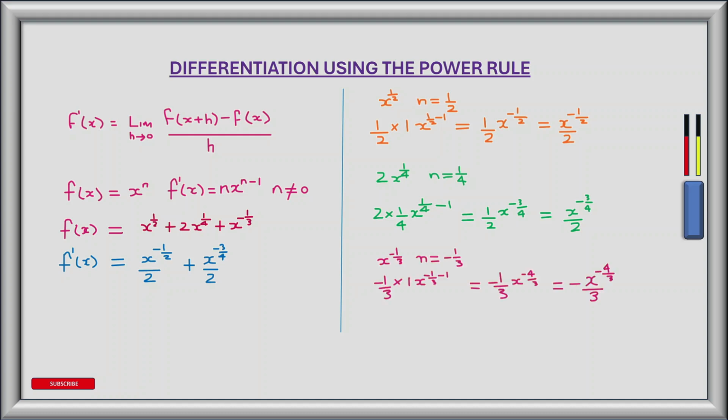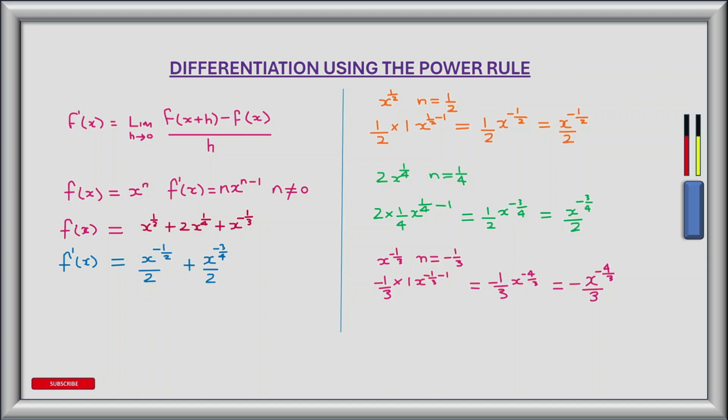And last but not least, the final term we have to differentiate is x to the power of minus 1/3. So in this case, n is equal to minus 1/3, and the coefficient of x is 1. So we multiply n by the coefficient of the x term, so we have minus 1/3 times 1, and then we multiply that by x, and we decrement its power by 1. So its power is minus 1/3, and we subtract 1 and get minus 4/3.